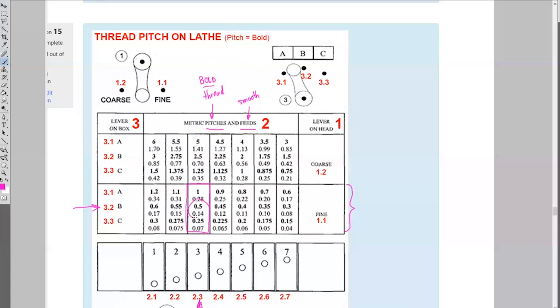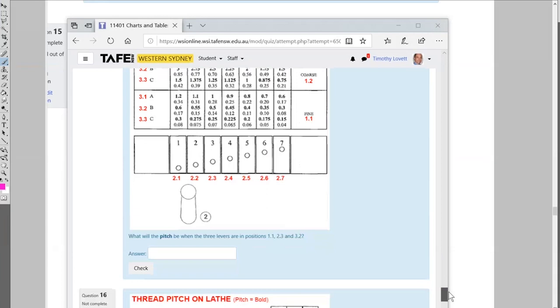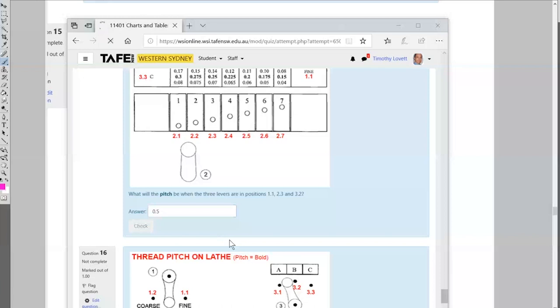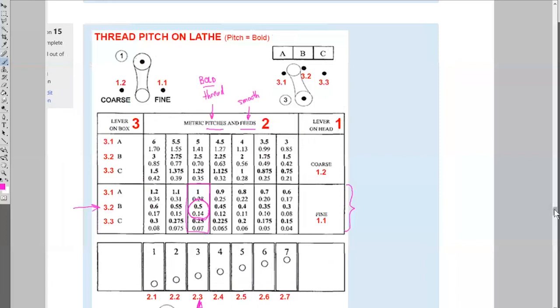And if you're using the feed, you'll get 0.14. And if you're using the pitch, you'll get 0.5. And the question is asking for the pitch, which is 0.5. Fine thread. That's something fairly small. Or it might be a microscope or something with a very fine thread on the big one.